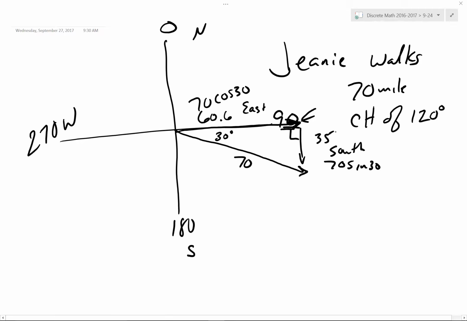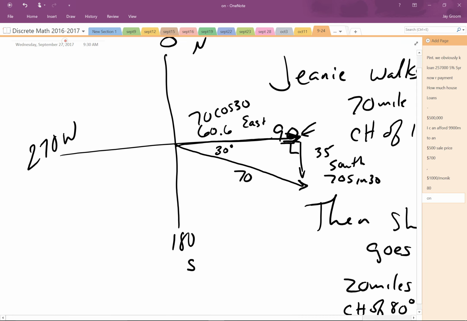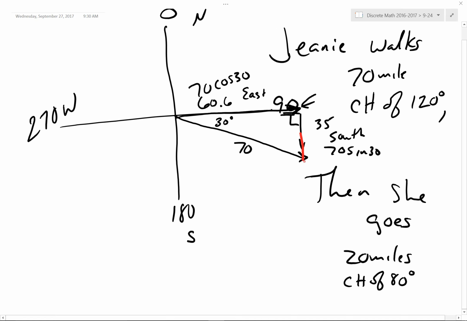No. No. Then she goes 20 miles at a compass heading of 80 degrees. Now, where is she currently? Well, she's right here, Mr. Grimm. So isn't her compass right here too? I highly recommend you draw it again.